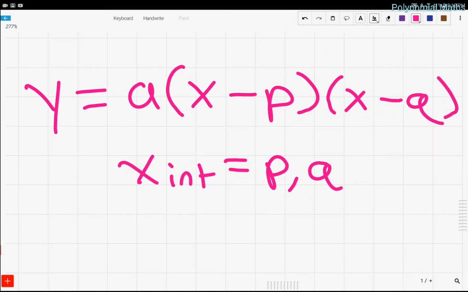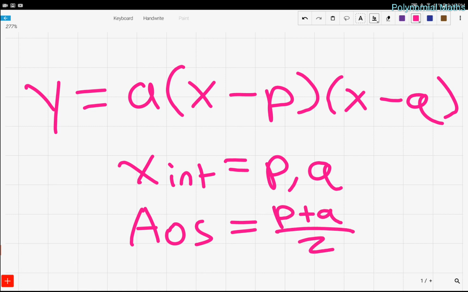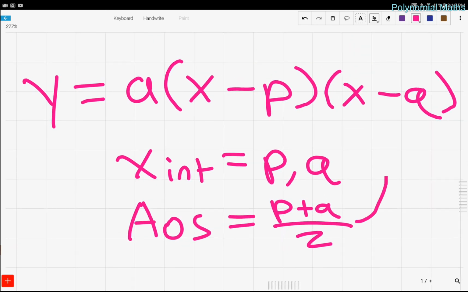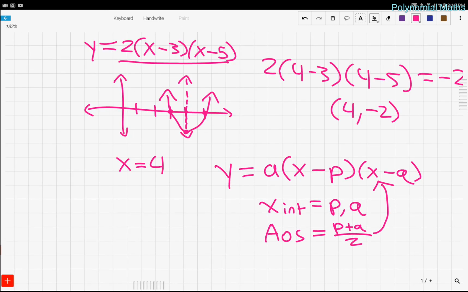And then what you do is, first you have to find the axis of symmetry. So axis of symmetry equals, it's just the average of p and q, which is (p plus q) over 2. So once we find the axis of symmetry, all we have to do is plug that back into x and then solve for y. And after that, you're basically done because you have the vertex and you have the two x-intercepts, so then you can graph your parabola.